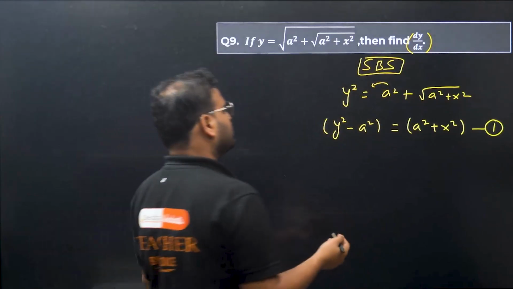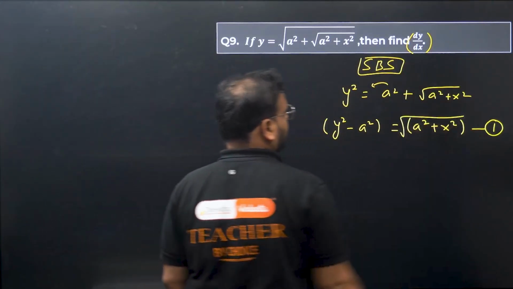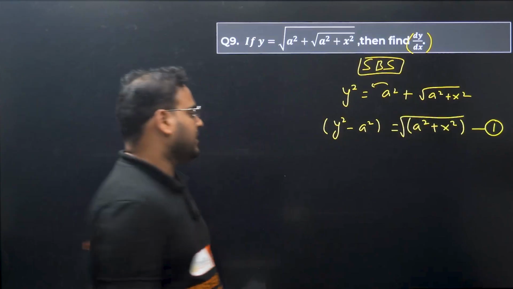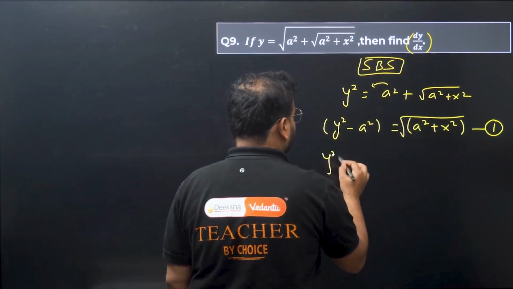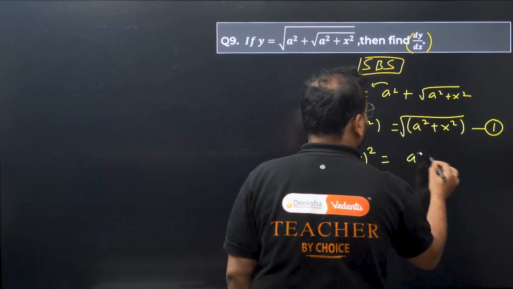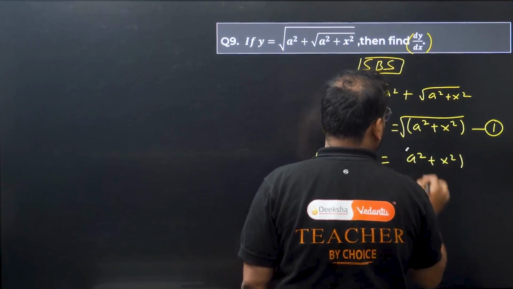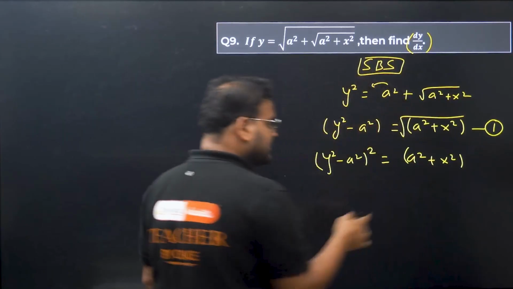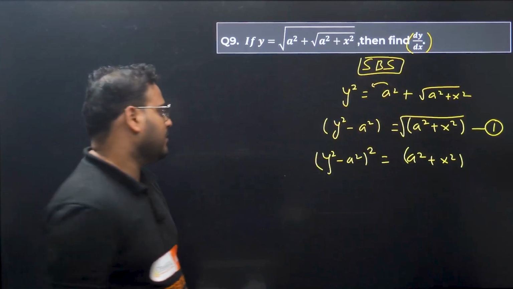Now again square on both sides. Sorry, there's a root over here, okay? Now again square on both sides. When you do that, you have here y square minus a square, the whole square equals to a square plus x square. Now in this case, after the roots are gone, you can differentiate. What are you going to get?